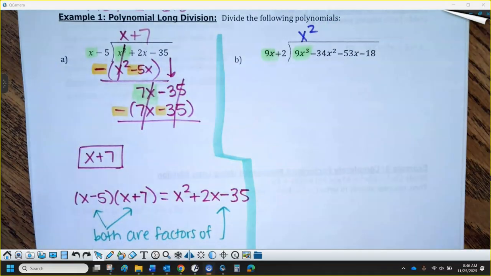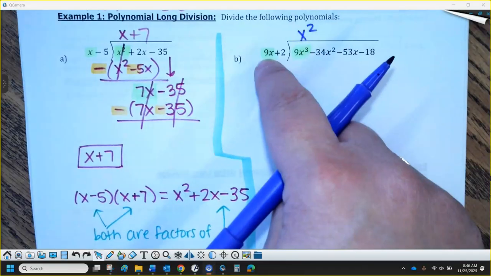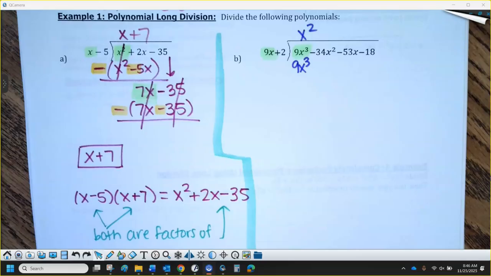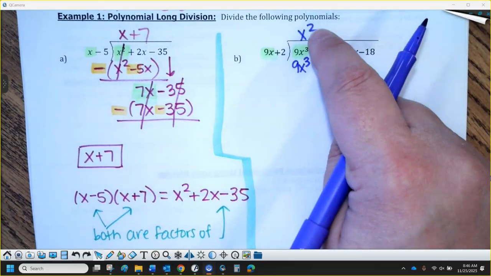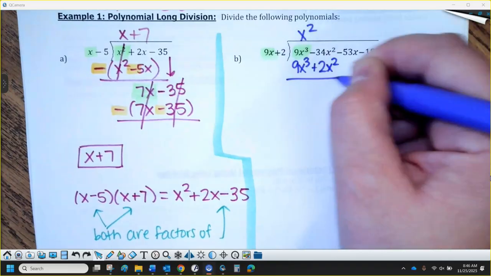Okay, now the 2 that's out here with the 9x, now this is involved. So x squared times 9x should give me 9x to the third. That should match. That's what we're trying to do. We're trying to cancel that out. x squared times 2 would just be plus 2x squared. You can always multiply.